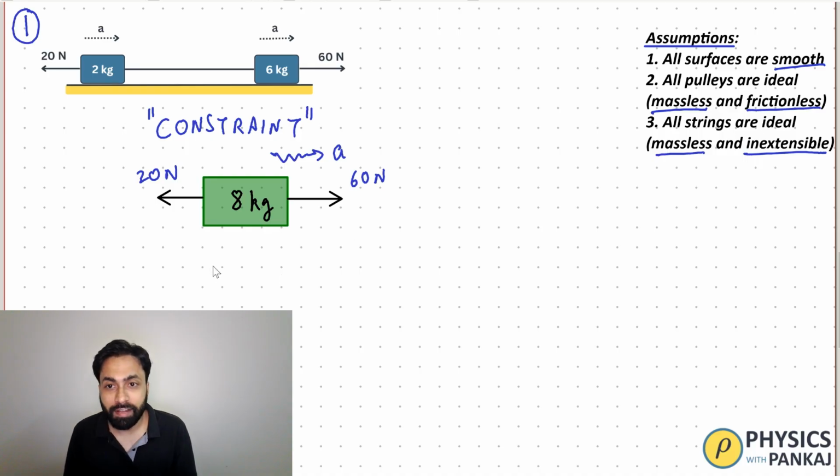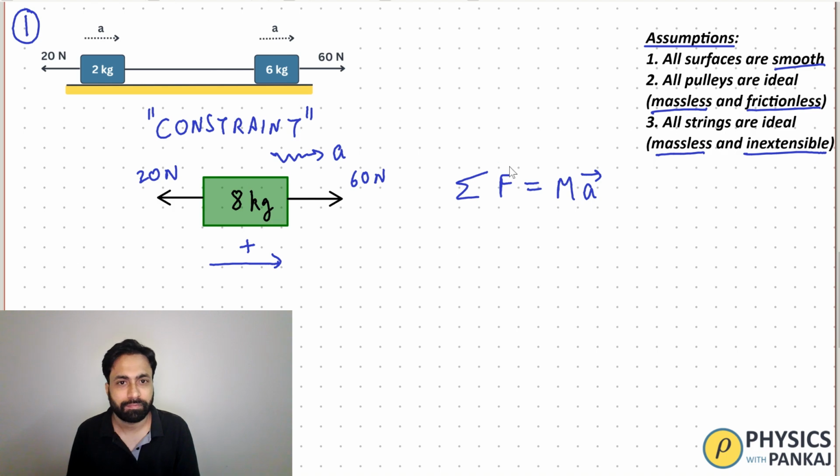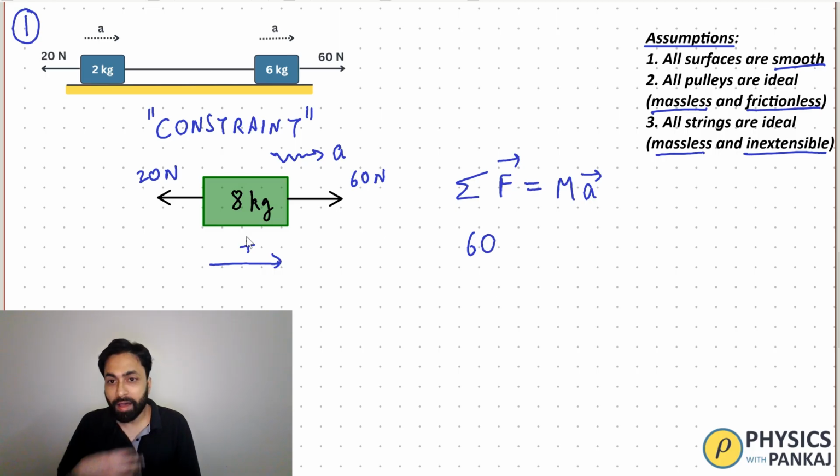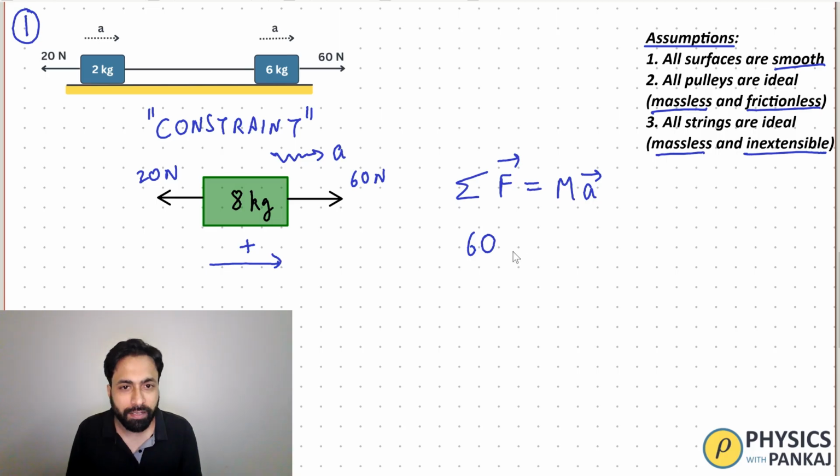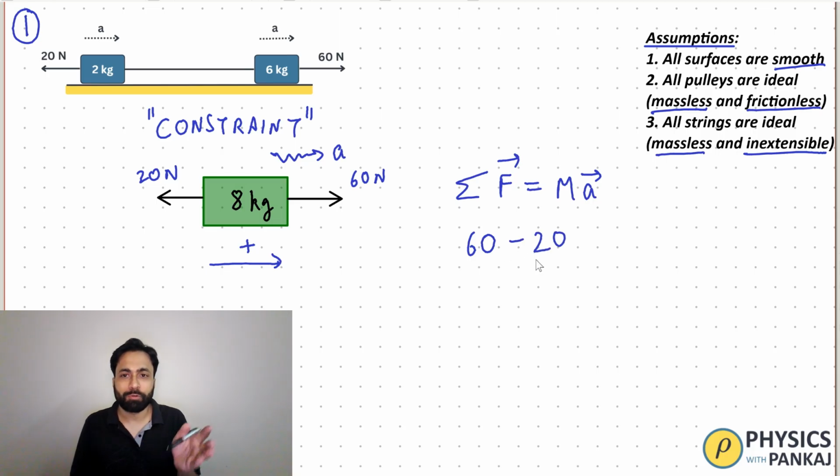So let's take the rightward direction as positive and apply Newton's second law, that is F equal to ma. The rightward force 60 Newton would be taken as positive, and the leftward force, which is opposite to our chosen direction, would be taken as negative. This would be the sum of all the forces acting in the horizontal direction.